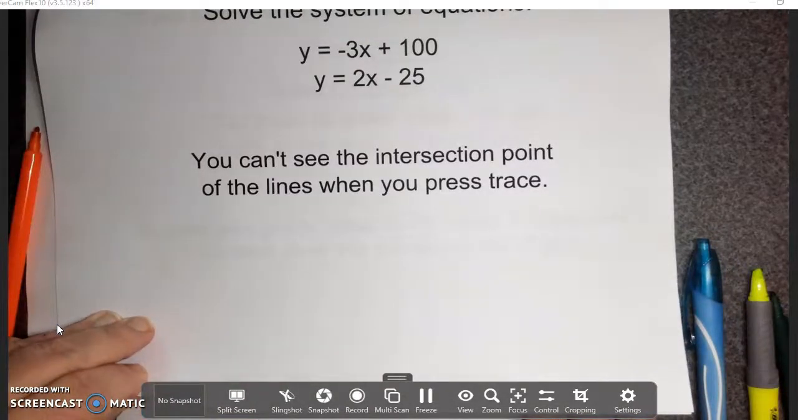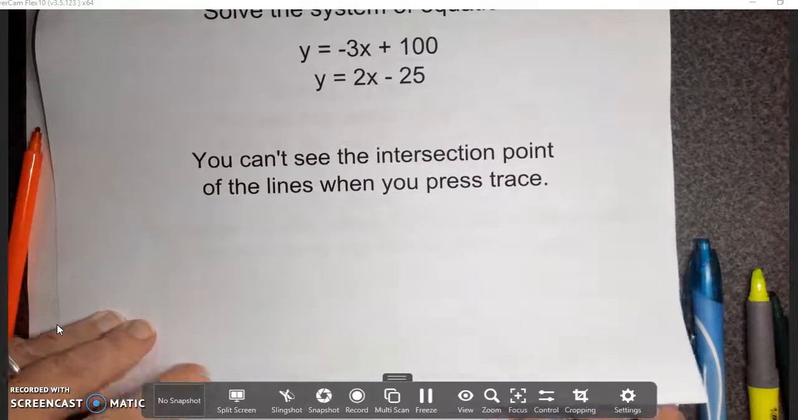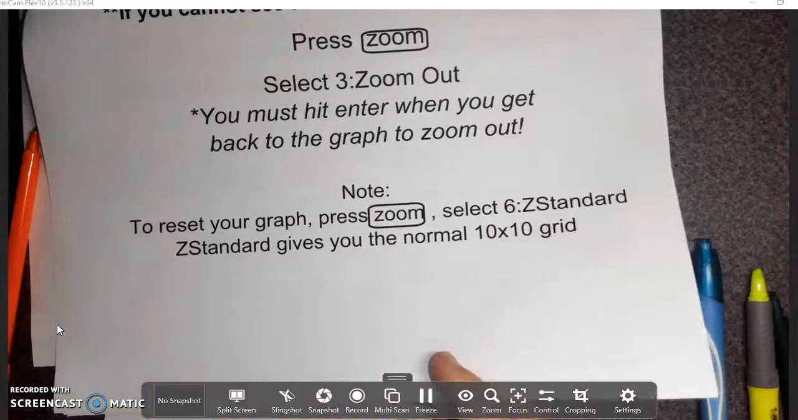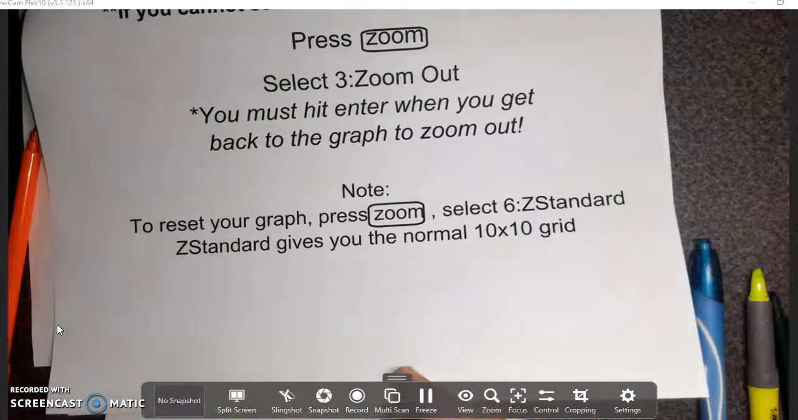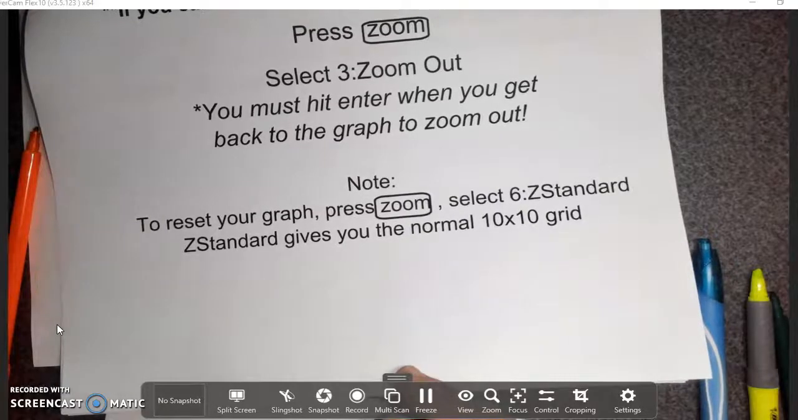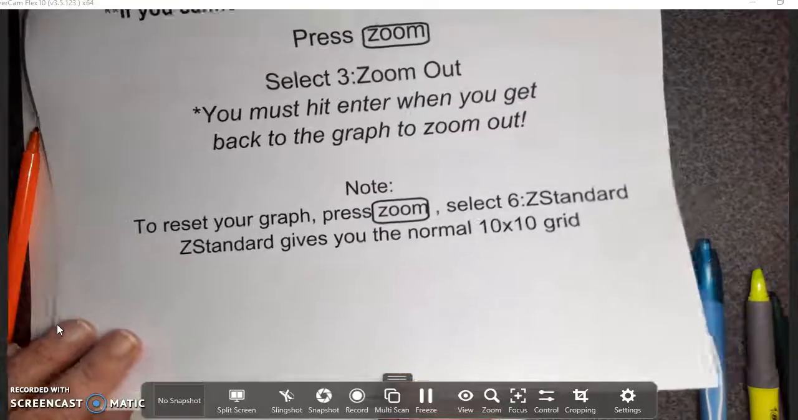What happens when you can't see the intersection point when you press trace? If you can't see the intersection point when you press trace, then you're going to have to zoom. You are going to press zoom and 3 to zoom out. To reset the graph, press zoom. Select 6 to be standard.